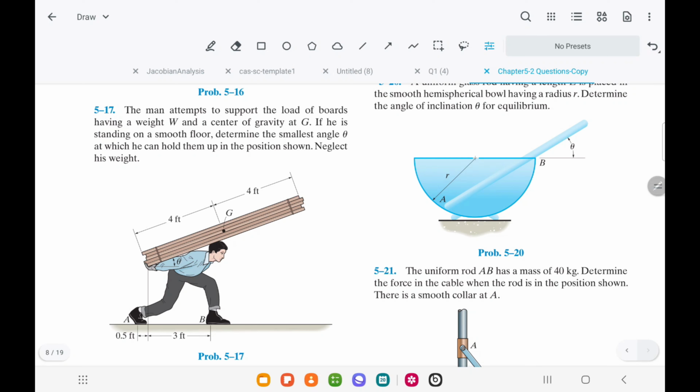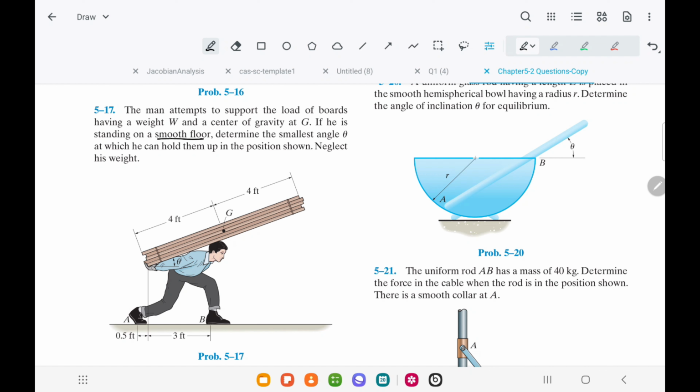In this video, I will demonstrate how to solve question 517 from Chapter 5. The problem involves a man attempting to support a load of boards with a weight and center of gravity at point G. The man is standing on a smooth floor, and we need to determine the smallest angle, theta, at which he can hold the boards in the shown position.